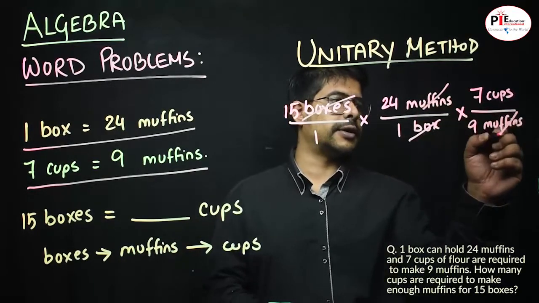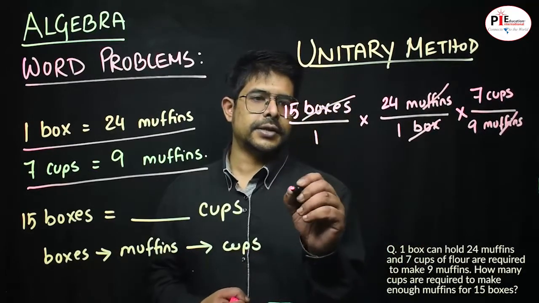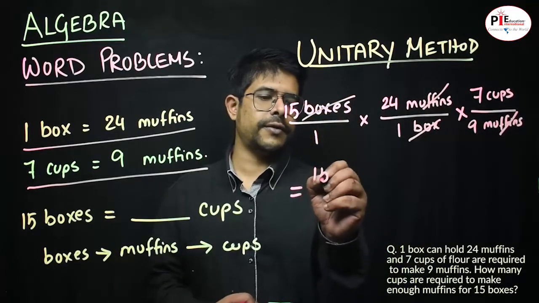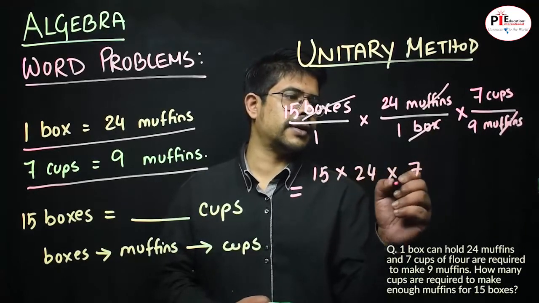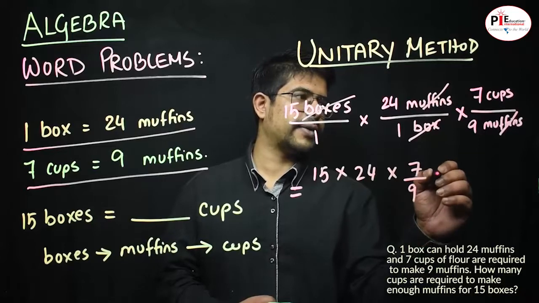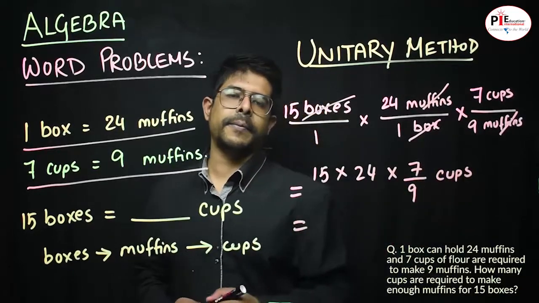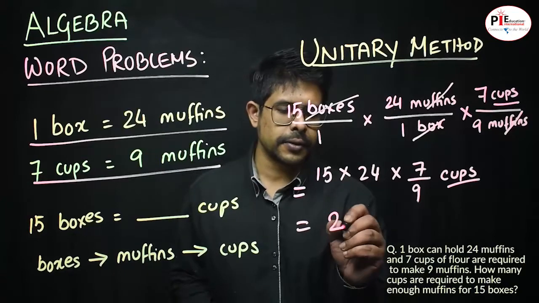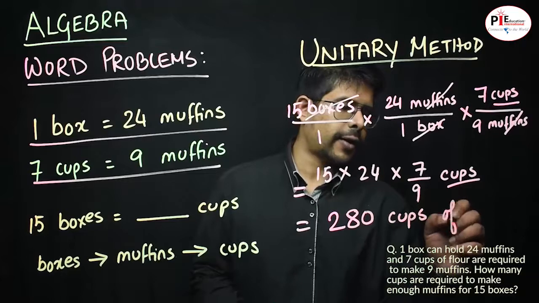And then we can cancel out the muffins from here. I guess we have found our conversion. So what it comes down to is 15 times 24 times 7 over 9. That's the number of cups that we require. The answer comes to 280 cups of flour.